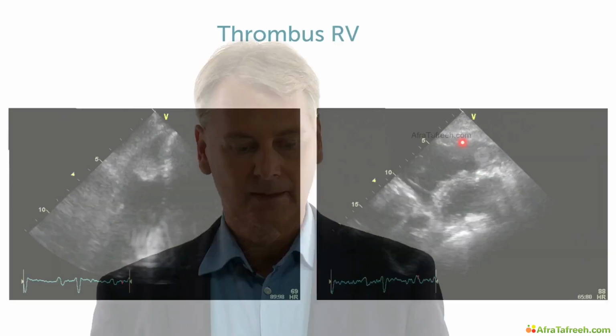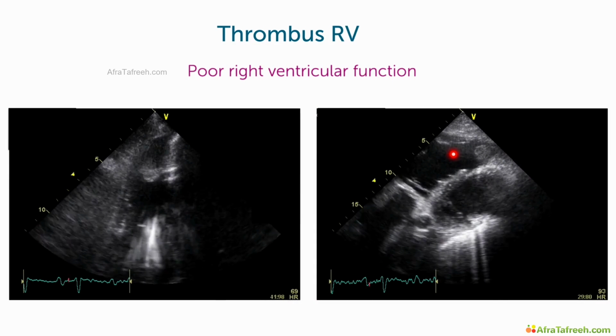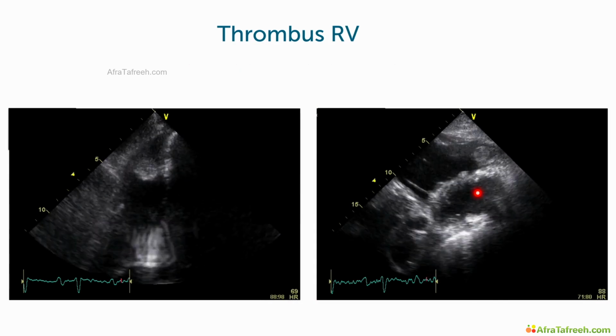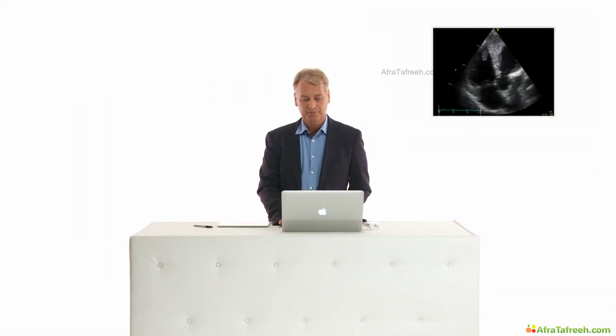And why does this patient actually have a thrombus in the right heart? Again, for the same reason you develop one in the left heart, because ventricular function, right ventricular function, is very poor. Look at the ventricle right here. It's almost not moving at all. And here again is the thrombus. As a matter of fact, the patient also had left ventricular dysfunction, so biventricular heart failure.